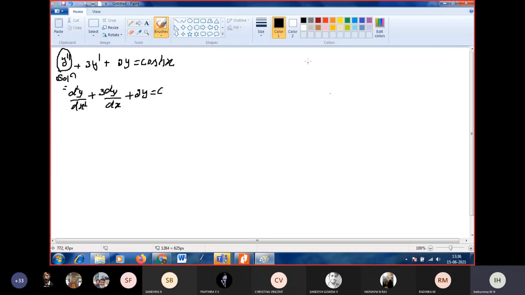So what is cos hx? Hyperbolic in terms of exponential. What is cos hx? e power x plus e power minus x divided by 2. Is it right? Yes, ma'am. Okay, so that concept I am using here: in place of cos hx, I am writing e power x plus e power minus x divided by 2.